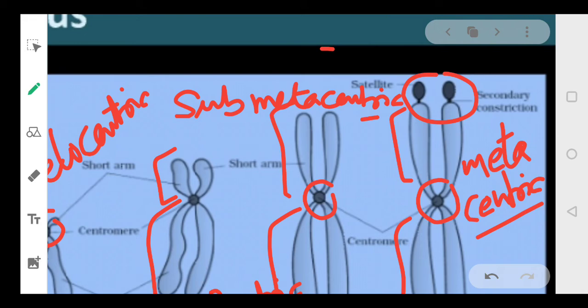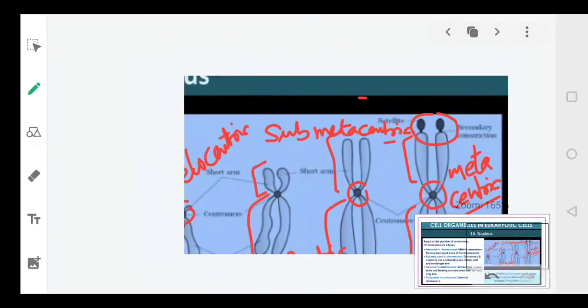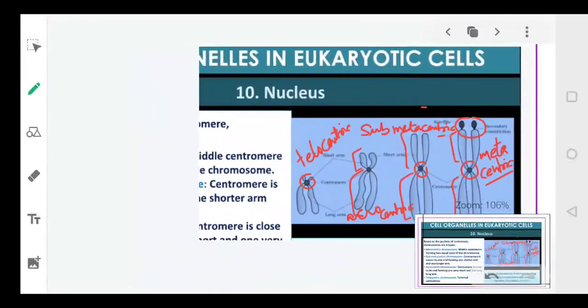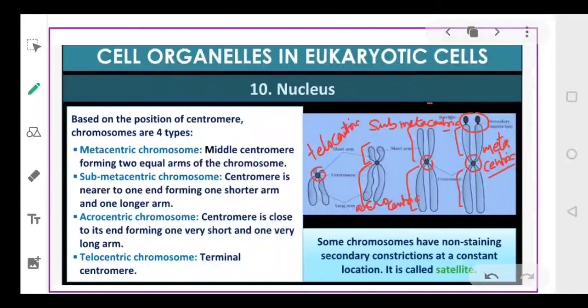Okay, so we can have a satellite also. So 4 types of chromosomes: metacentric, submetacentric, acrocentric and telocentric chromosomes. While some chromosomes also have non-staining secondary constrictions, and these non-staining secondary constrictions are called satellites.